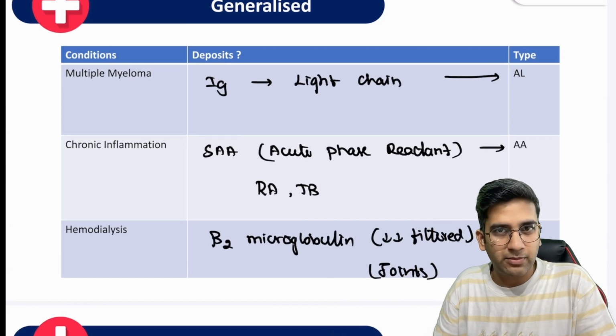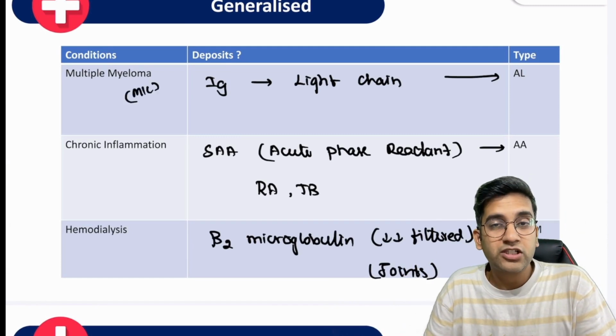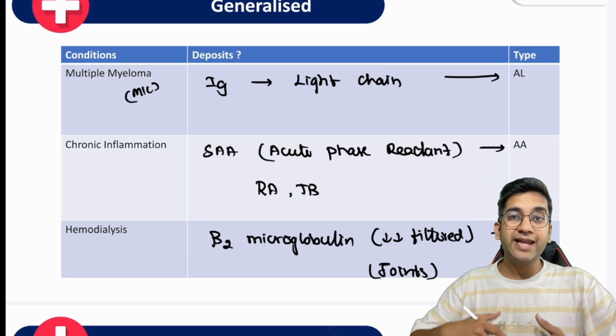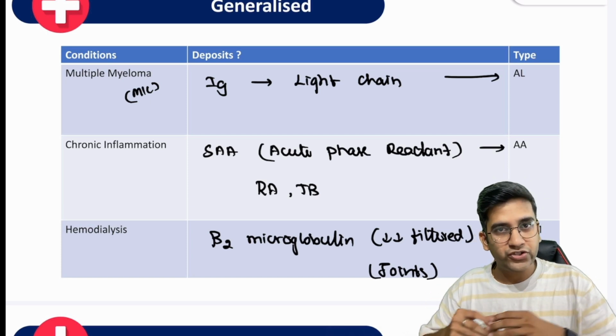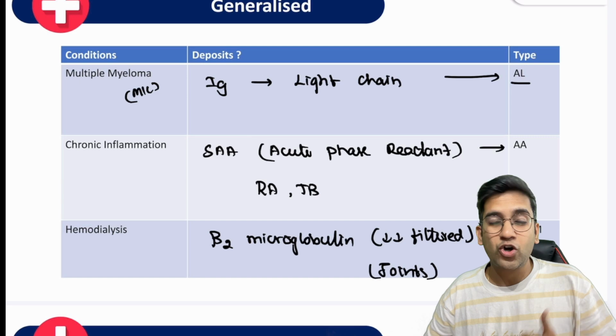In multiple myeloma, which is undoubtedly one of the most common causes of amyloidosis, lots and lots of immunoglobulin is produced, and its breakdown product, light chain, deposits in and around the body. So we have AL amyloidosis. That's one.